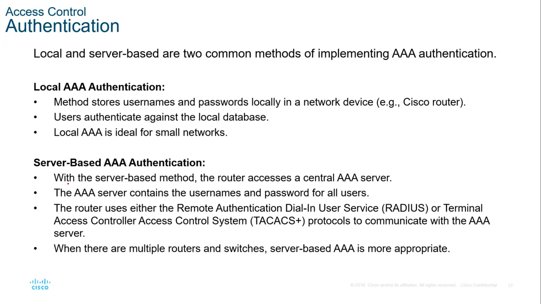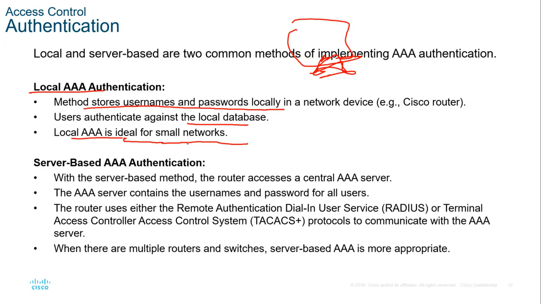So under access control, we have what we call authentication. Local and server-based are two methods of implementing AAA authentication. We have local AAA authentication. This method stores the usernames and passwords locally on that very device that you're trying to protect. User authentication is done against the local database. Local AAA is ideal for a small network.